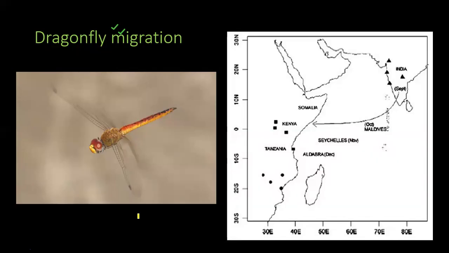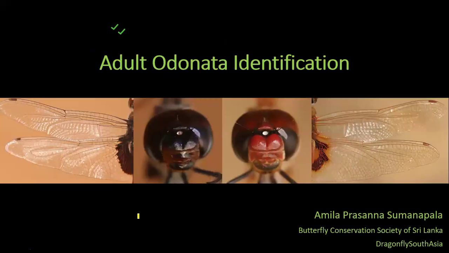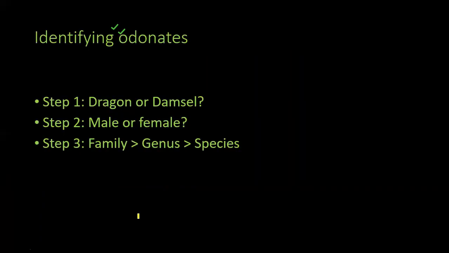damselflies, and that's the major part of my presentation, to give you a general idea on what they do, how they do it, what behaviors are there, what evolutionary adaptations are there, that kind of information. And moving towards the identification component, if you are completely new to this subject, completely new to identifying odonates in general, the first step is to learn how to identify dragonflies and damselflies.